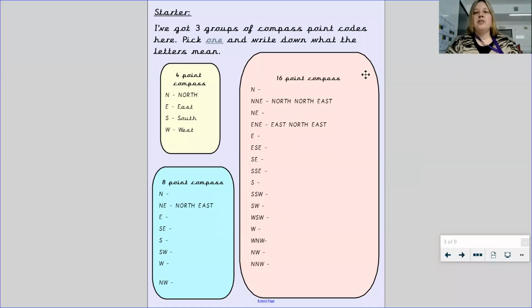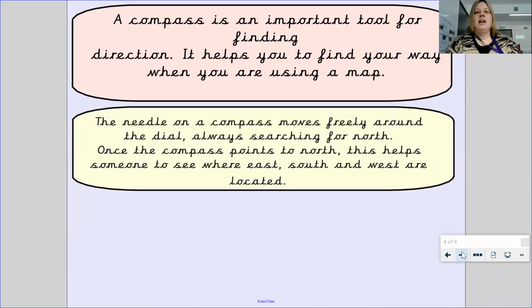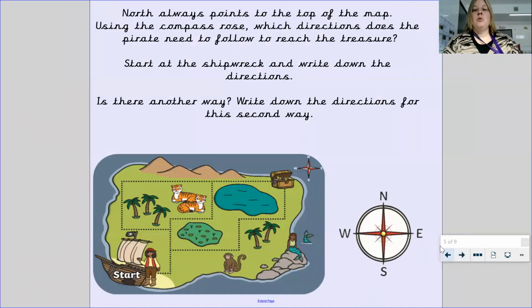Well done for completing the task. A compass is an important tool for finding our direction. It helps you to find your way when you are using a map. The needle on a compass moves freely around the dial, always searching for north. Once the compass points to north, this helps someone to see where east, south, and west are located. North always points to the top of the map.